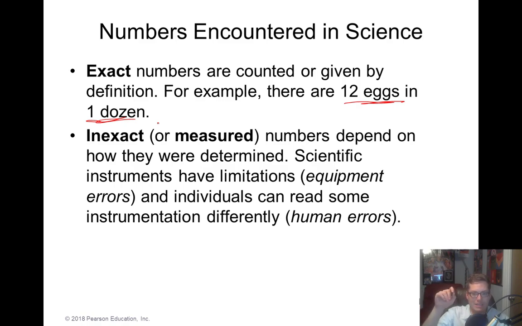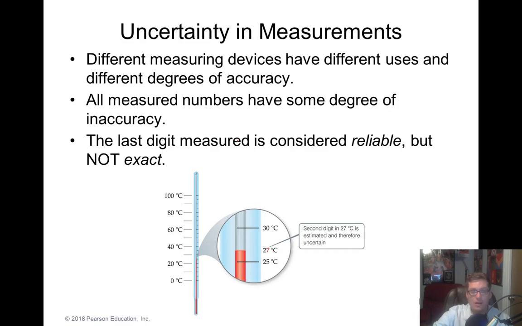Okay, inexact numbers are measured numbers, and that's the key. If you have to measure it, not count it, if you have to use some device to measure it, like a balance or a ruler or a thermometer or anything like that, then that is a measured number, and that is going to give you an inexact number. All right, and this is where the next part comes in about uncertainty.